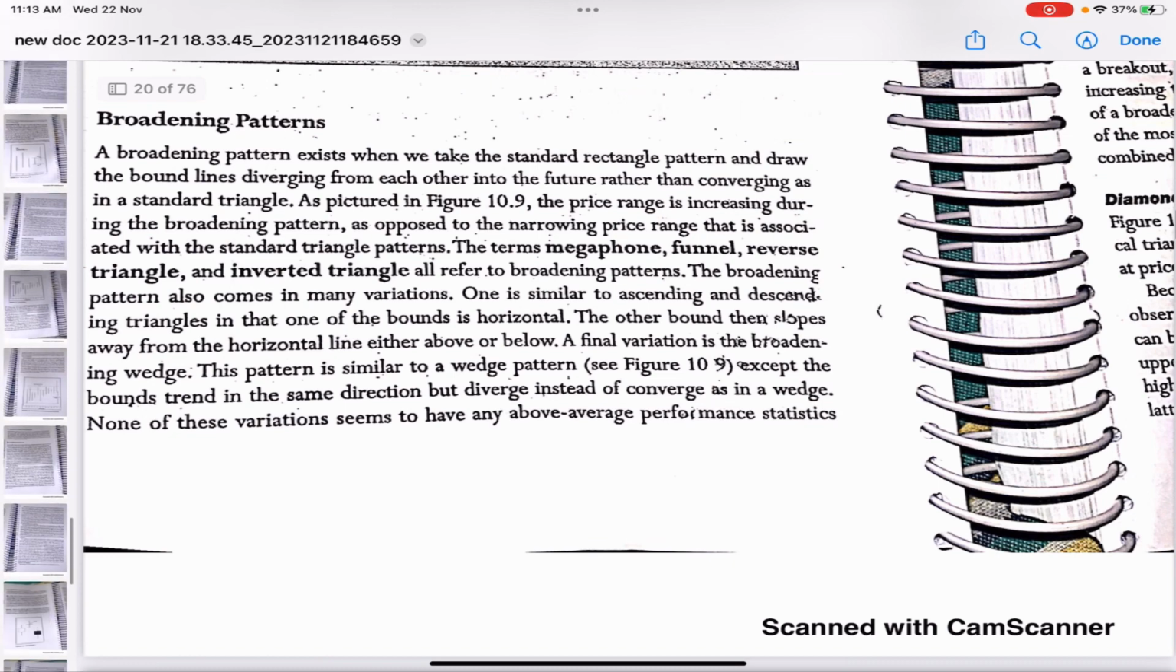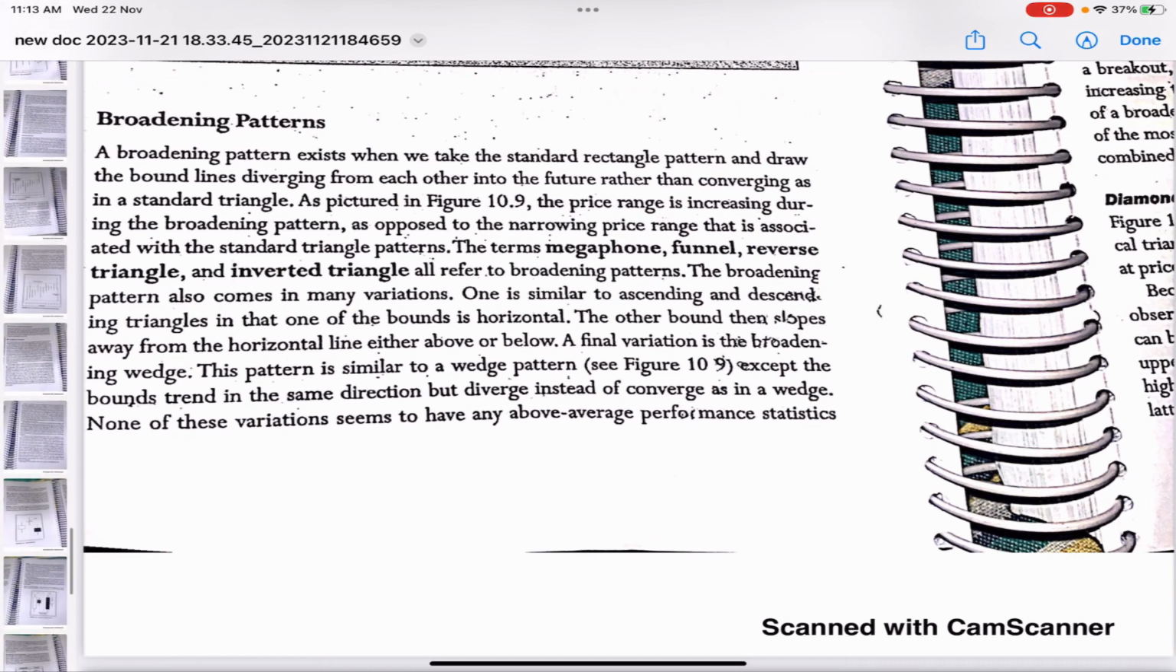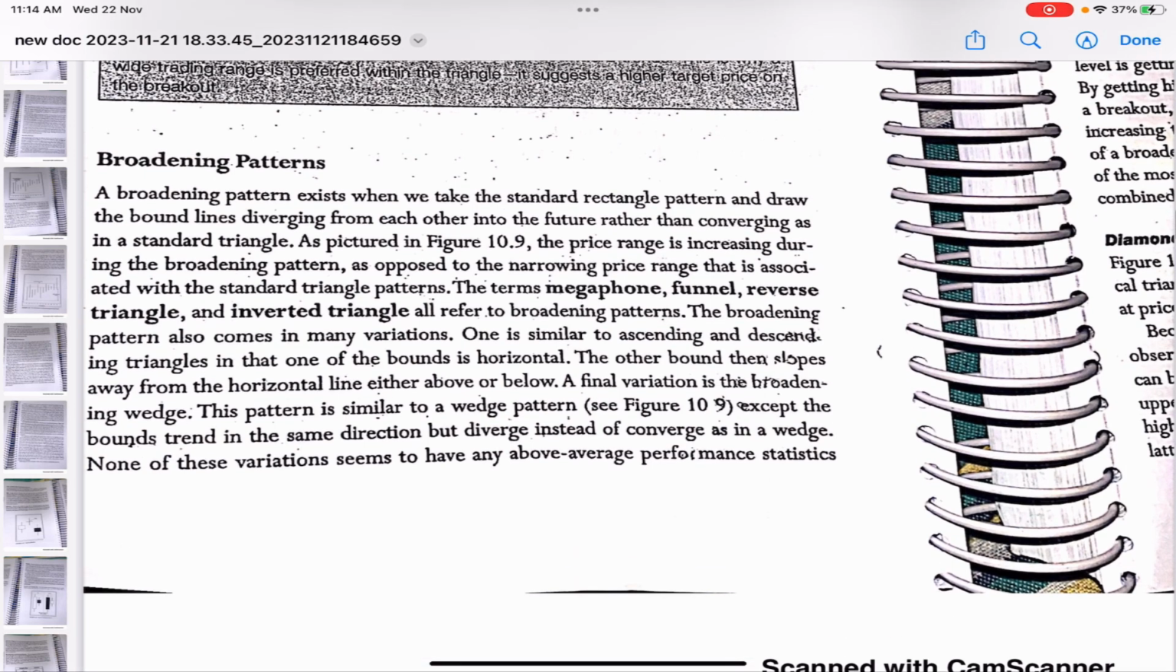Okay, now let's come to the broadening pattern. Until now, the patterns we saw were not broadening. In fact, the price was converging, right? Whatever patterns we've been seeing until now. But now what we're going to see are broadening patterns, which means the price is not coming together. In fact, the price is going away from each other. So that we are going to see.